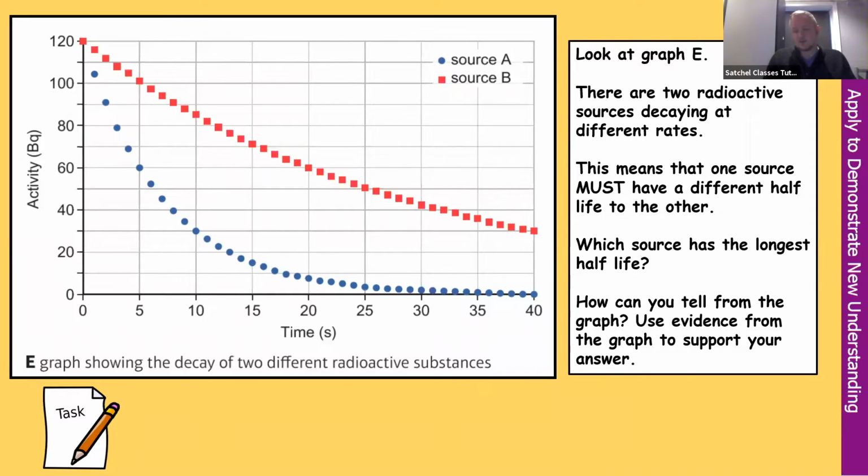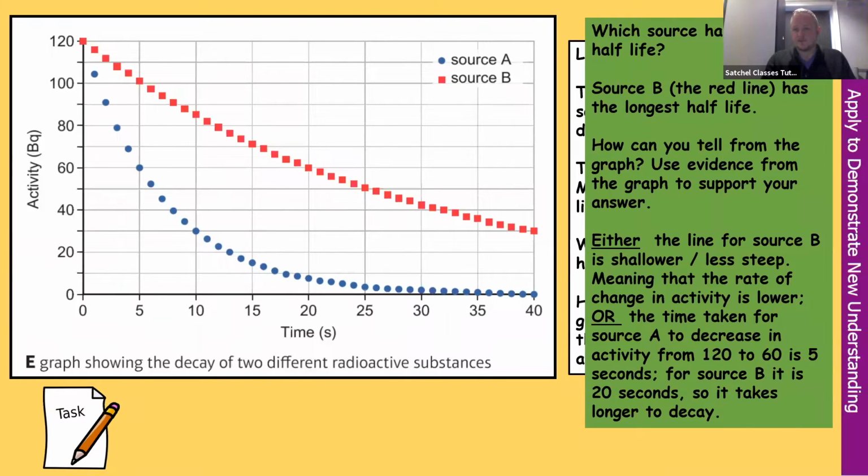And we can see that source A, the blue line, has a much quicker or shorter half-life, a much quicker rate of decay. But we can also just talk about the fact that the steeper rate of decay for the blue line means that it has a shorter half-life, because its activity is dropping faster, in a shorter period of time.